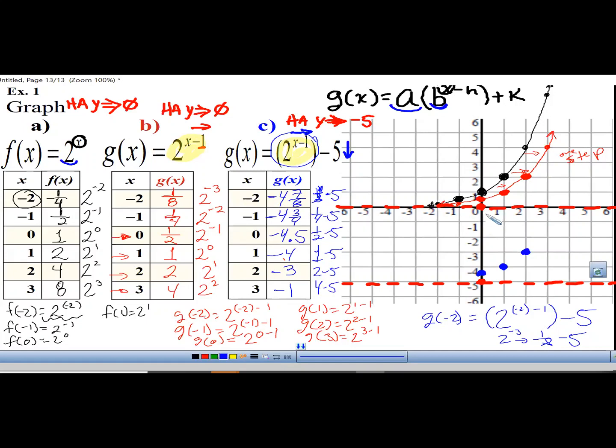-2 and -4 7/8. It's very close to the asymptote. -1 and -4 3/4. 0 and -4.5. Hey, we already had our point there. Good prediction. 1 and -4, same thing there. And 2, -3, same thing there. And the last one, 3, -1. So there it is. So let's see if we got it.